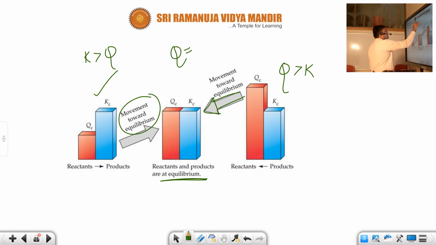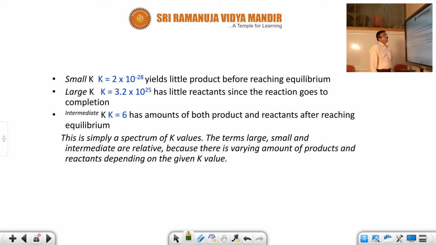Here Q is equal to K at equilibrium. So this is how you can understand the equilibrium constant and reaction coefficient. Students, Q is technically called the reaction coefficient, and K is called the equilibrium constant. Now you have understood the qualitative mode.